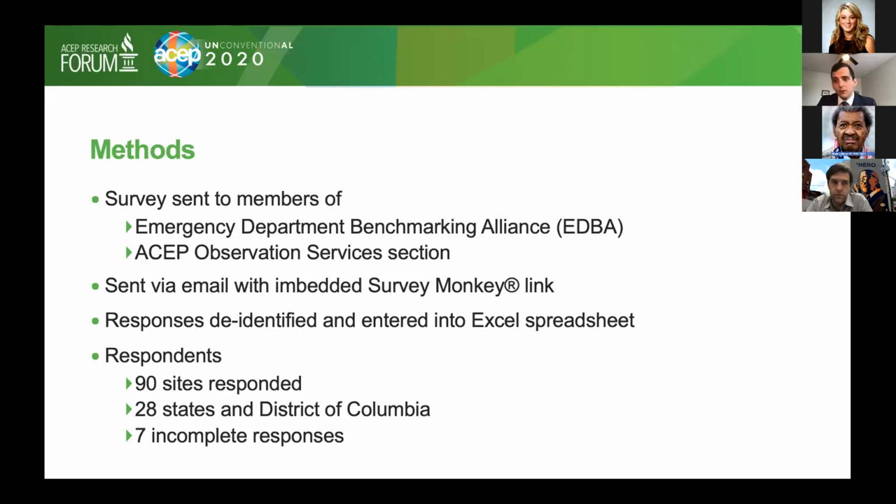Overall, starting to jump into the results section, about 90 sites responded to the survey. Of those, 7 were incomplete. So approximately 83 full responses from 28 states and the District of Columbia. So it's a low response rate, but still covering a broad area of the country, and did provide some very interesting information.